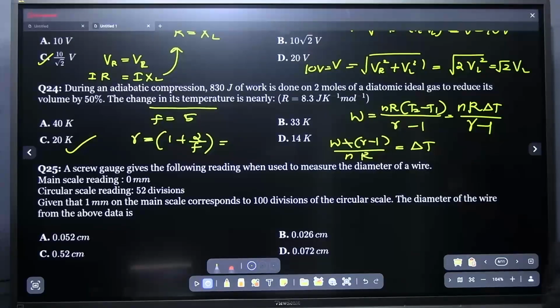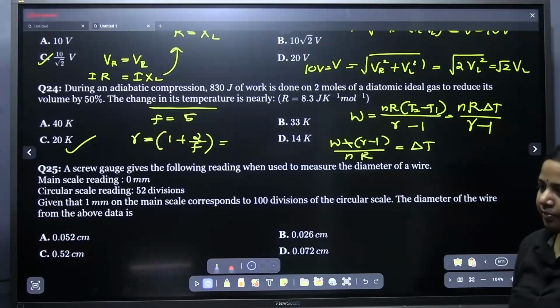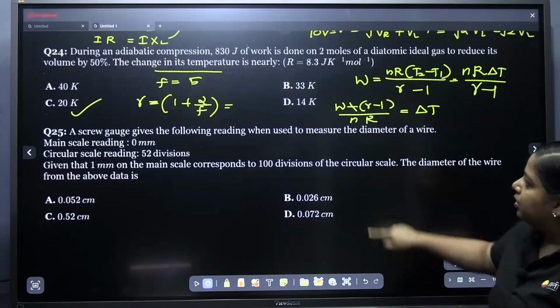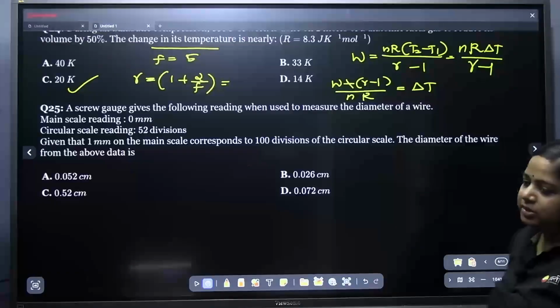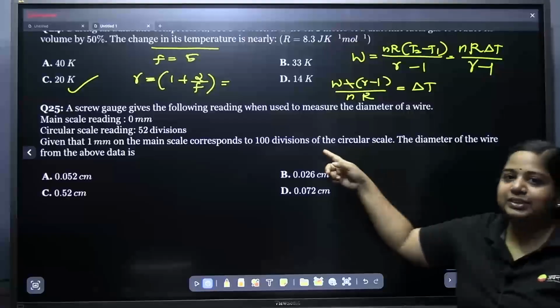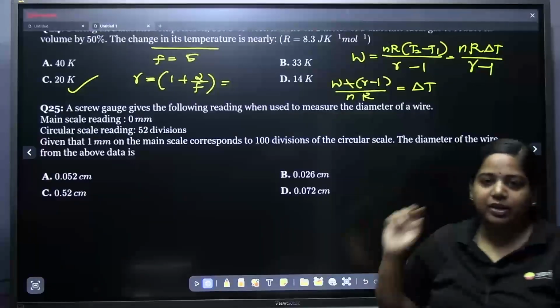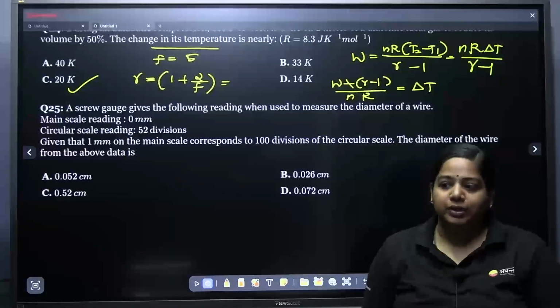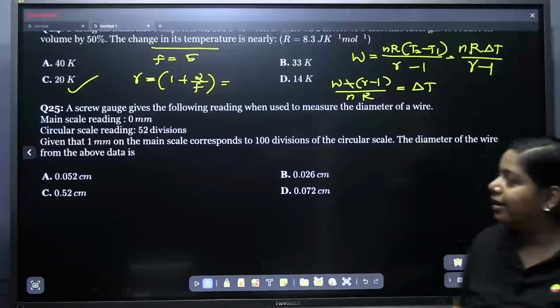Is it clear for all? Okay. Moving on. Next is screw gauge. I think the same question we did in our PYQ when we were doing the chapter units and measurements. Same question we did there.